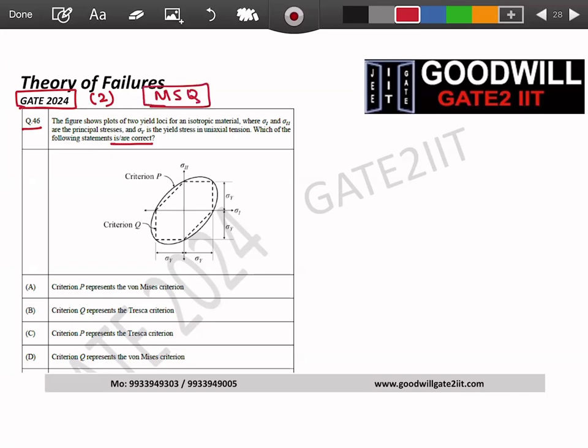I'll give you maybe a minute, so think about this. This is for 2 marks. What do you feel is the correct option? And now you can understand why I am stressing these theory points, why I am giving you so many examples, so that you are comfortable with anything which comes in your exam.